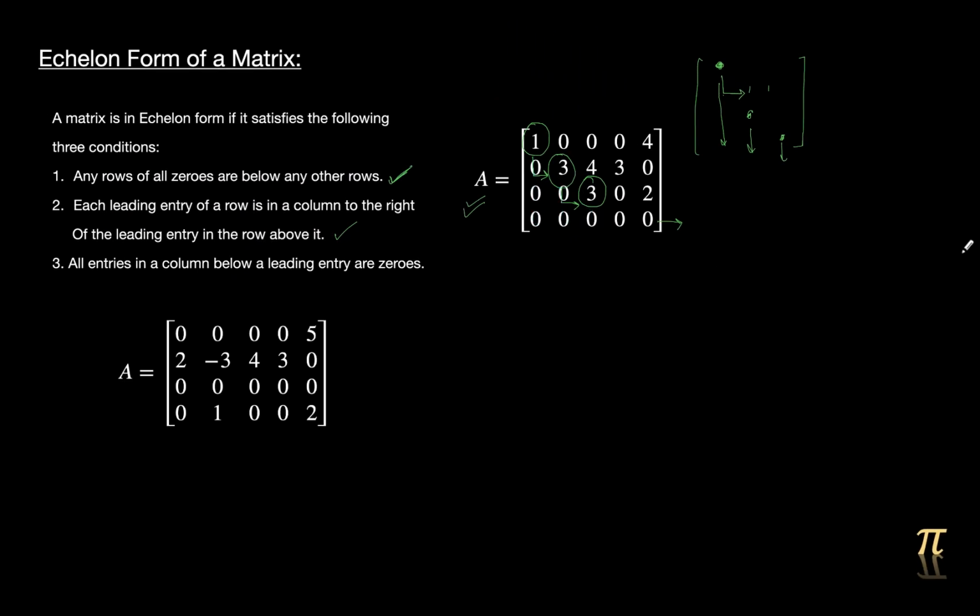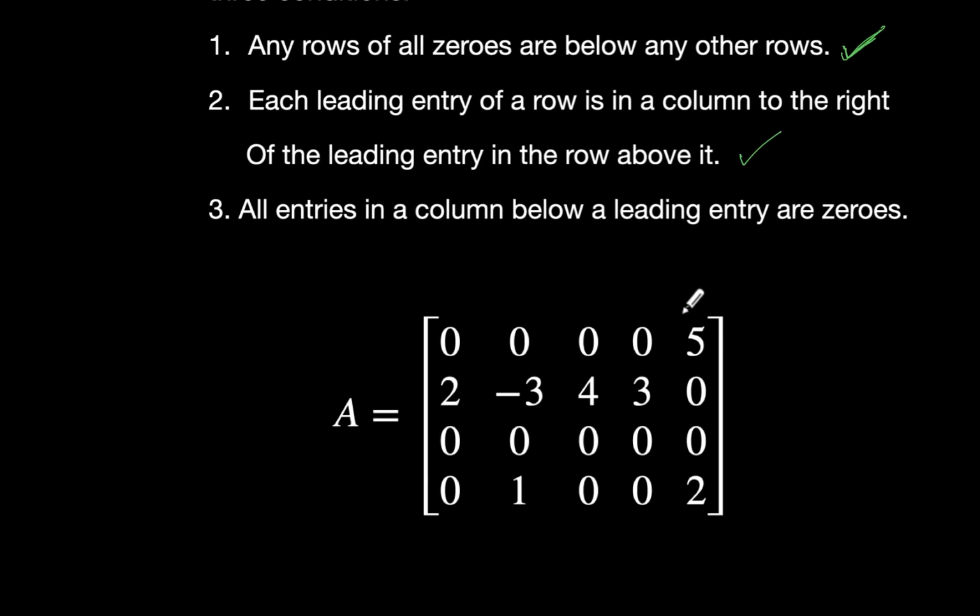Let us see another example. First identify the leading entries of the matrix. So this is the first non-zero entry, first non-zero entry, first non-zero entry. Now check the conditions. If it has a zero row, it must be at the bottom. You can see here this is a zero row, but it is not at the bottom. So this is not in echelon form.